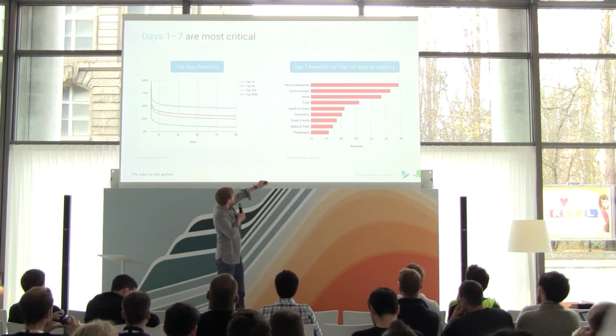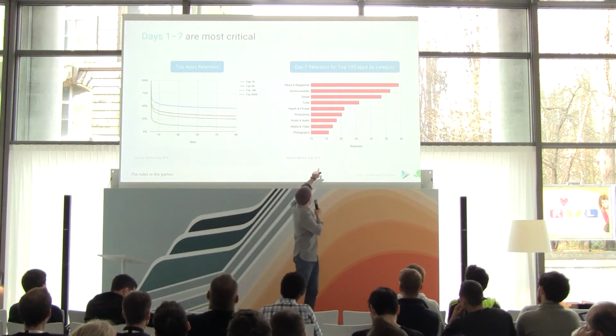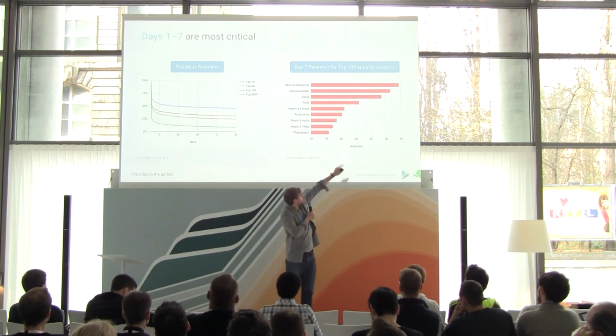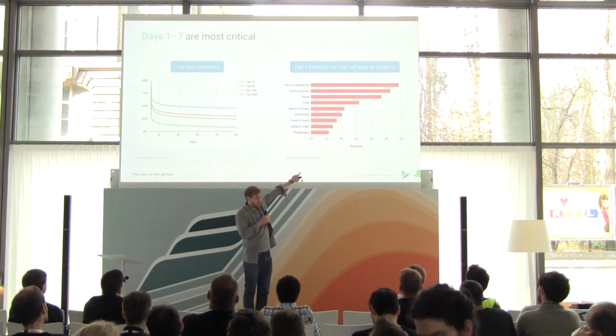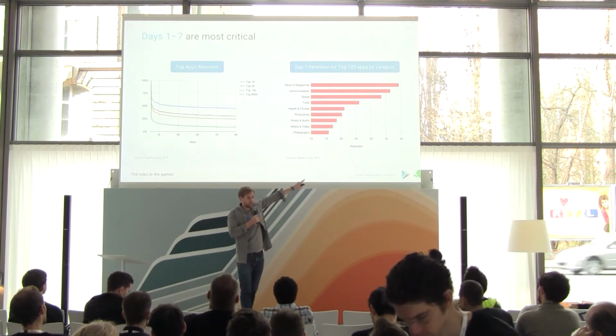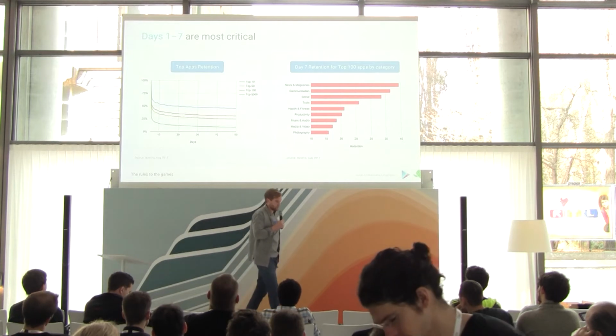Also on the other side, you see the retention by category. So basically, across different categories in apps, you have anything between 60 and 85% of users leaving after the first 7 days.